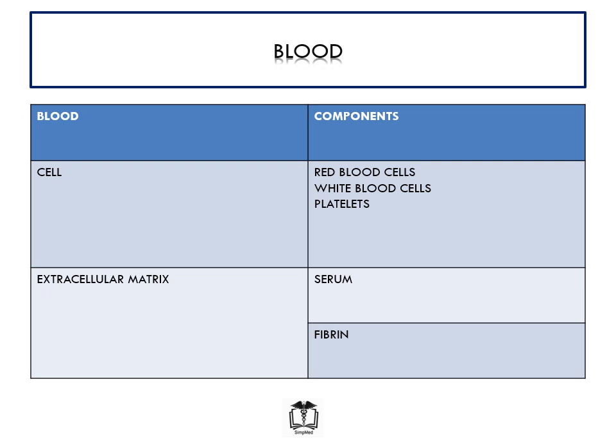So to further break down the components of blood, the cellular component of blood includes three major forms of cells. We have the red blood cells, the white blood cells, and the platelets. The extracellular matrix of blood, I talked about the division already. It's divided into serum and fibrin.